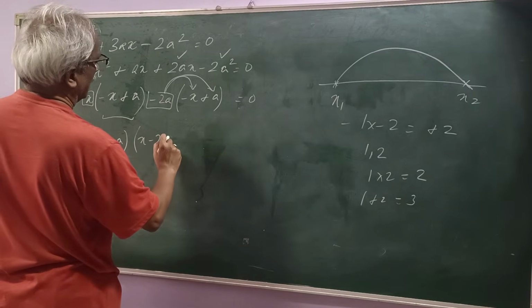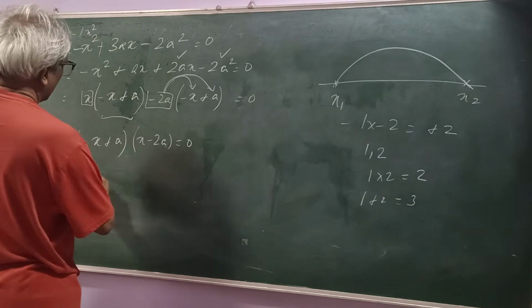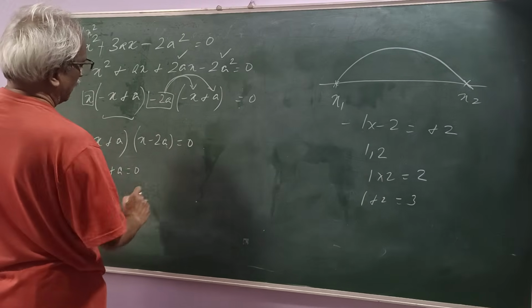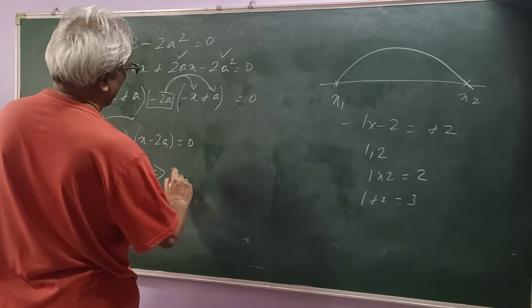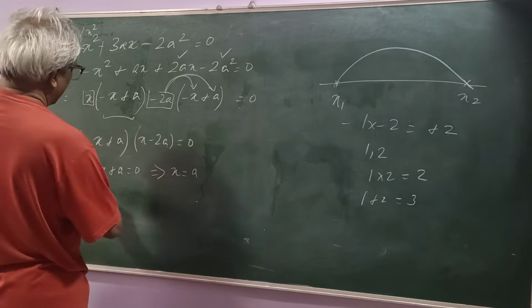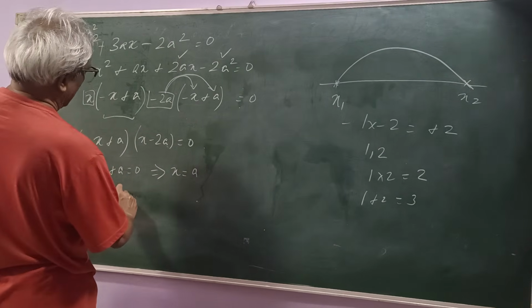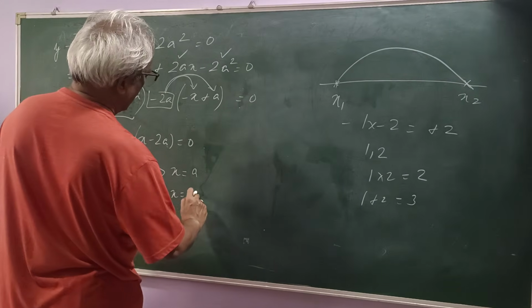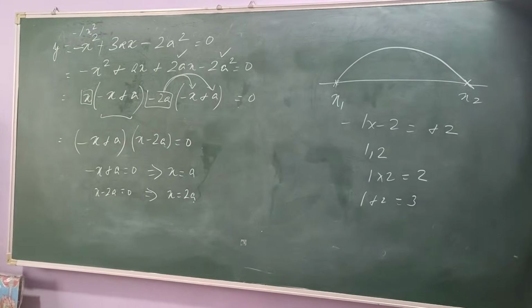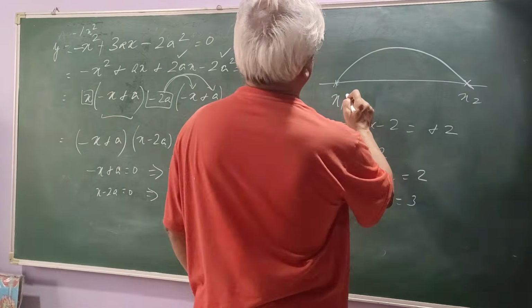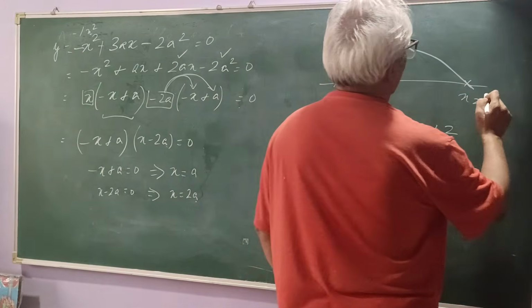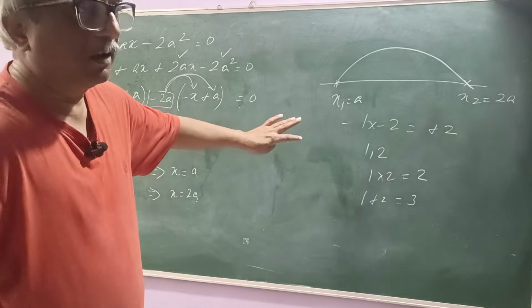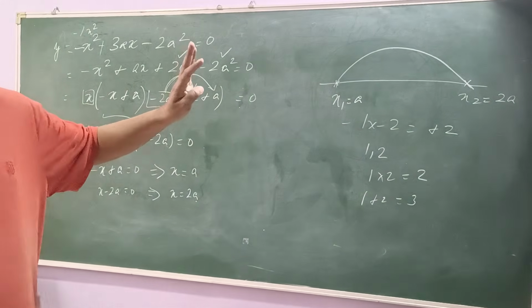X minus 2a equal to 0. So I have negative x plus a equal to 0, which means x equal to a. And x minus 2a equal to 0, which means x equal to 2a. So I've got my two x-intercepts: x1 equal to a, and x2 equal to 2a. Now, this is the end of my first step. I have found the x-intercepts.